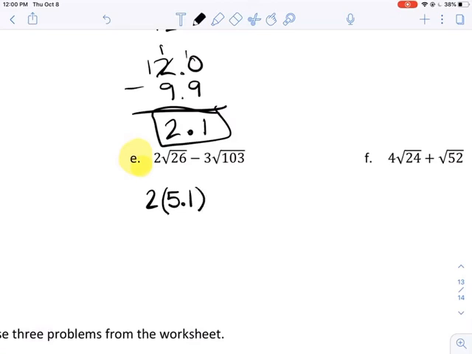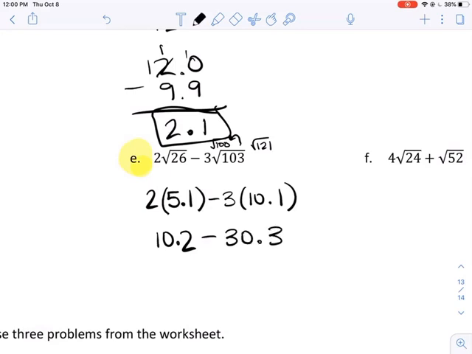And then this guy, it's going to be super close to 10 because 10 squared is 100 and then 11 squared is 121. And it's way closer to 10 than to 11. So we're going to say that it is about 10.1. And now we follow PEMDAS, multiply, then subtract. So this should be 10.2. I like this one. It's pretty easy to do in my head. 30.3. Okay. And then we're going to subtract those two.